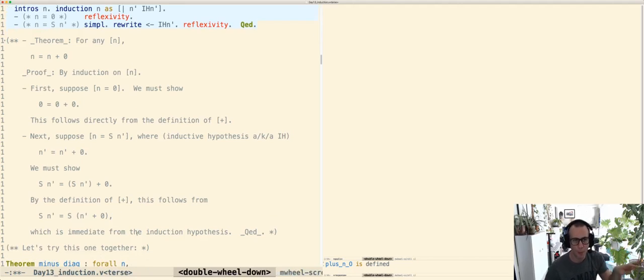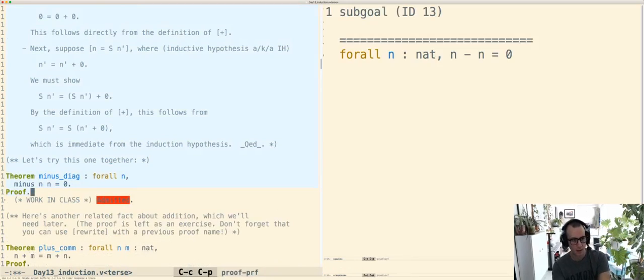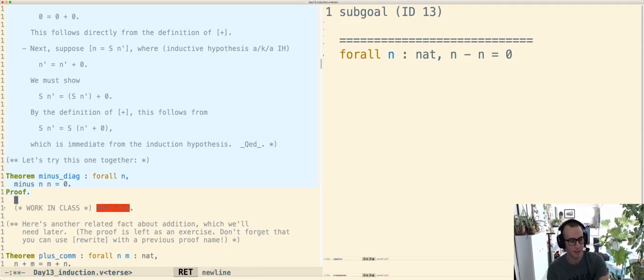All right, we're going to do a lot more informal proof later. I wanted to show this just so you would get a sense of the style. Okay, let's do this one: minus diag. Here, the idea we're trying to suggest is that of the diagonal, n minus n equals 0. Okay, let's see what happens.